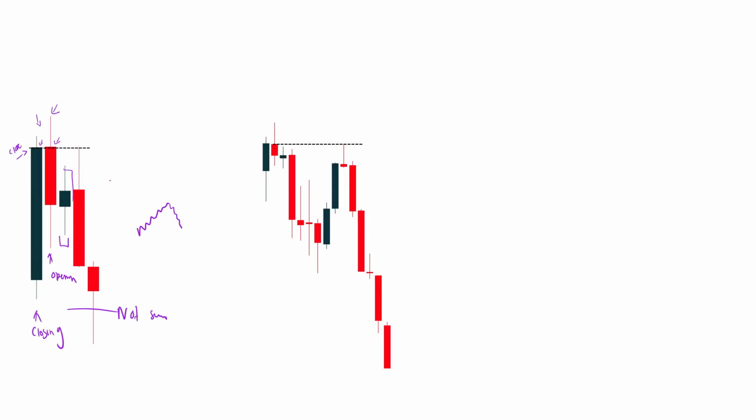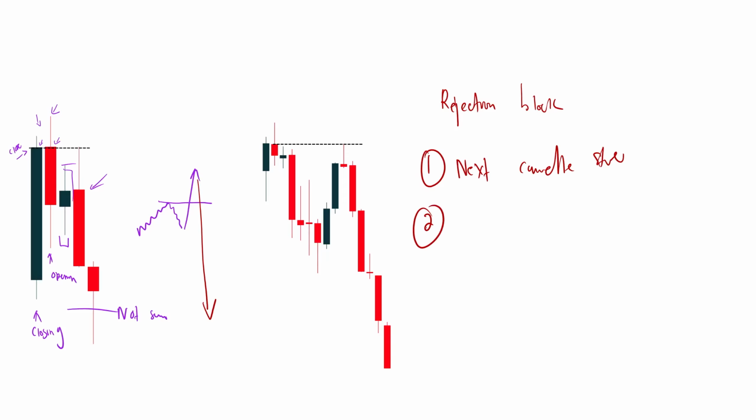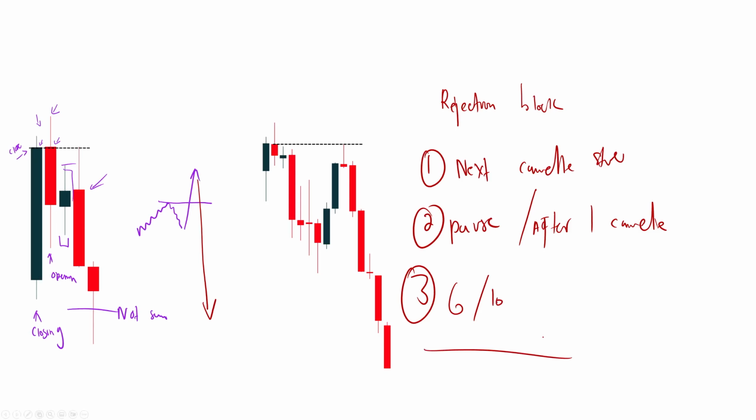And then on the next candlestick on this one, it shows that it broke this high, it moved to the upside aggressively, and then it started to move lower. Sometimes, on the rejection block, price can trigger the trade on the next candlestick. Number two, it can pause a little bit, or maybe it can trade after one candlestick. And thirdly, the market can take a little while, maybe let's say after six or 10 candlesticks, or even more. So you just have to put that in your mind.